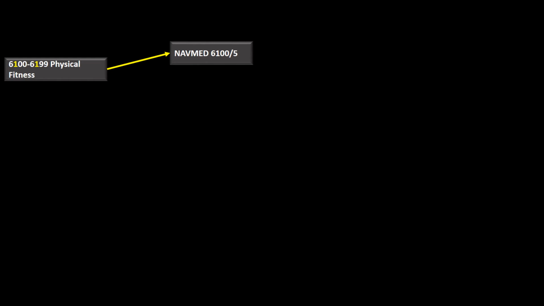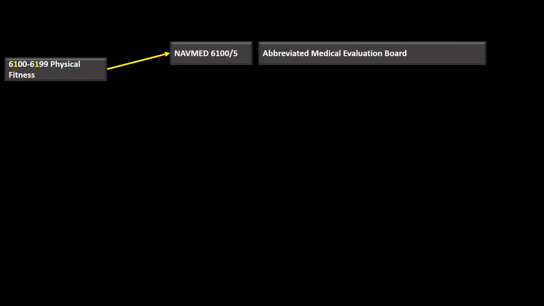The NAVMed 6100/5, well, that is our abbreviated medical evaluation board report. This is a form that a medical evaluation board will use to put somebody on limited duty. So if you think about that, that is not somebody who's physically fit for full duty. So NAVMed 6100/5, abbreviated medical board report, puts you on LIMDU, or temporary limited duty.